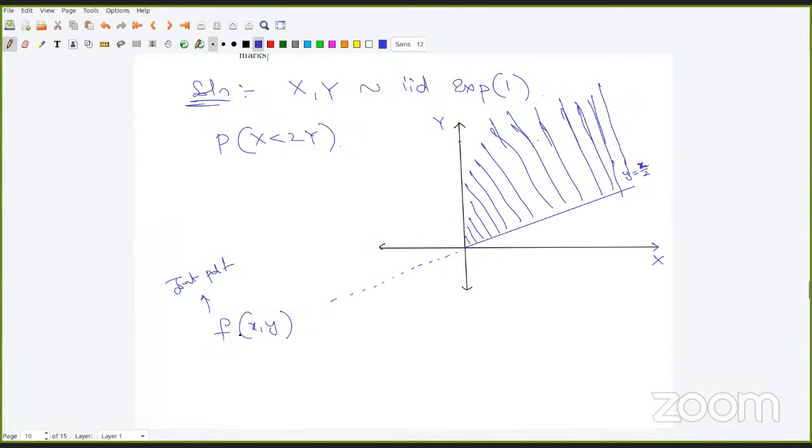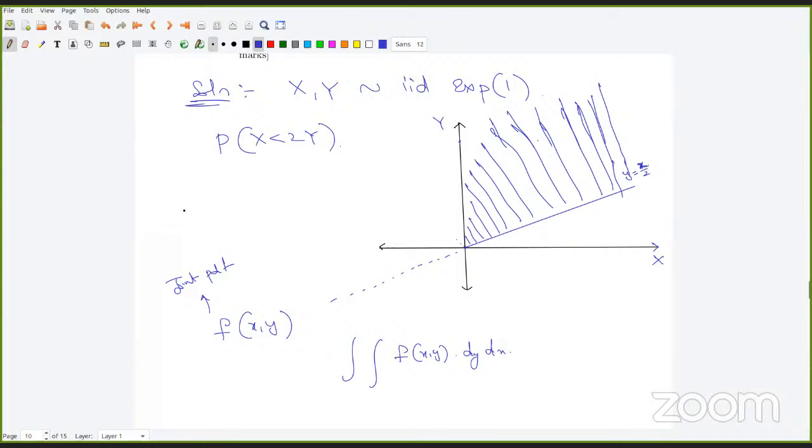So if you remember the calculus of two variables, if you want to compute the area under any curve, where the curve represents some function, you will have to integrate. You have to do the double integration of this function, f(x, y) dy dx. Correct? If you remember.